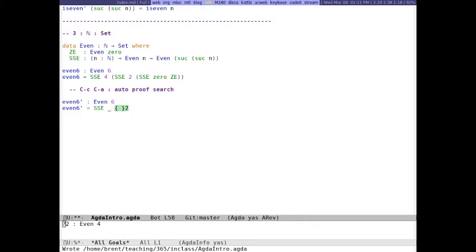In a pattern, underscore means the same as it means in Haskell: I don't care about this thing. This is not a pattern, though. This is in a term. In a term, it means you figure it out. It means there should be enough information for Agda to figure out what term has to go there, and it should just figure it out and put it in there. I don't want to write it. So that's kind of nice. I can do that for all of these, and that works just as well. So underscore means you figure it out.